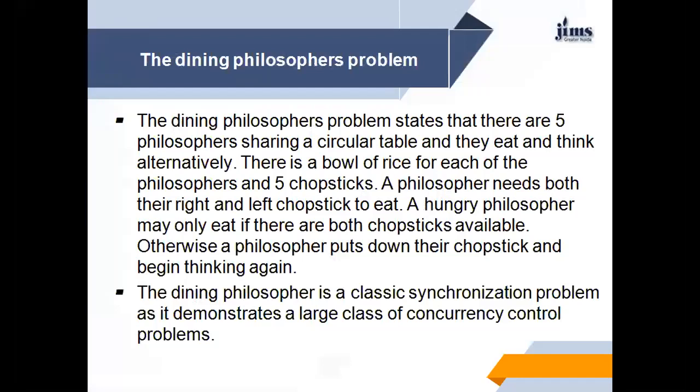releasing her chopsticks. So the dining philosopher problem states that there are five philosophers sharing a circular table and they eat and think alternately. There is a bowl of rice, and for the philosophers five chopsticks. A philosopher needs both the right and the left chopsticks to eat. A hungry philosopher may only eat if both chopsticks are available. Otherwise, the philosopher puts down their chopstick and begins thinking again. The dining philosopher problem is a classical synchronization problem and it demonstrates a large class of concurrency control problems.